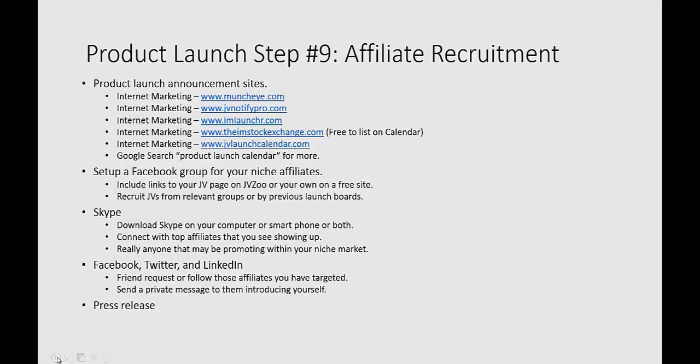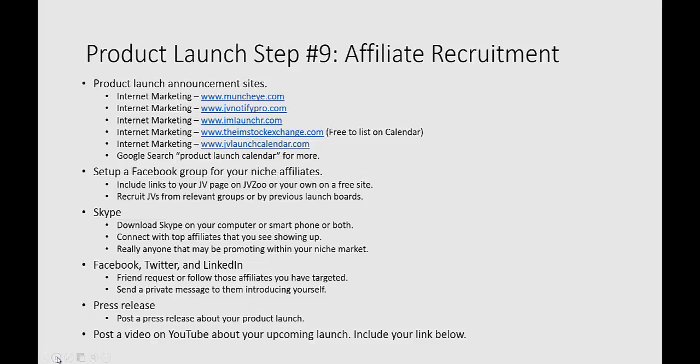Press releases is another really good strategy to get affiliates recruited. You could post a press release about your upcoming product launch, and you can use any number of the press release sites that you found when you go through the no-cost traffic strategies part of the training, if you wanted to understand how to do that. You could also Google "submit press release free online," and that will take you to many different press release sites so you can understand how to write a press release and then how the process works.